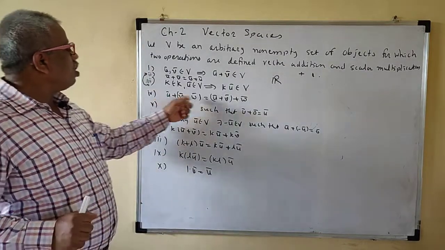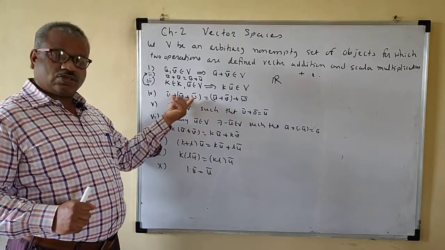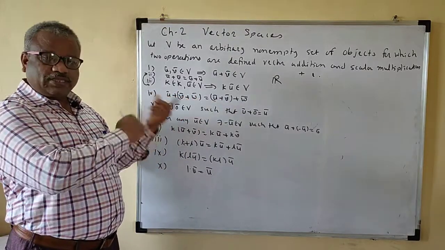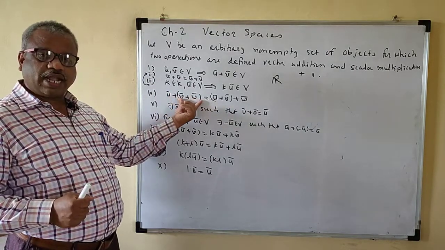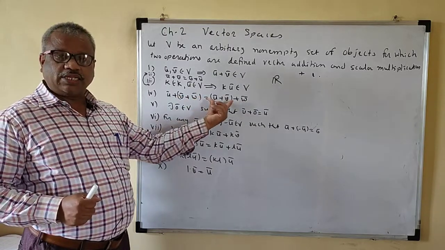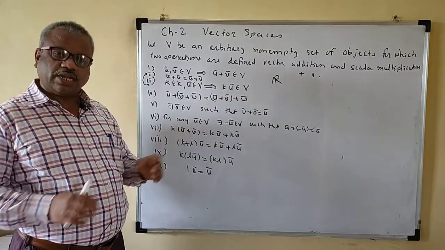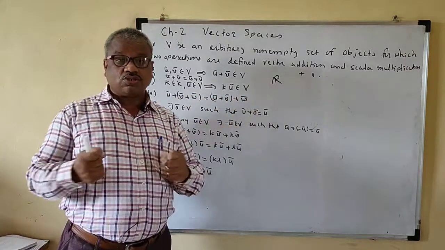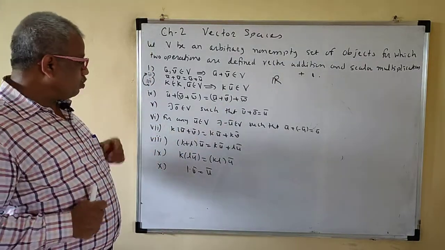Now this is called the associative law: u bar plus v bar plus w bar. You can change the places of the brackets also. Here you have taken the addition of the last two vectors, and here you have taken the addition of the first two vectors, and then you add the third vector. So these two additions are also the same, and this is called the associative law with respect to addition.